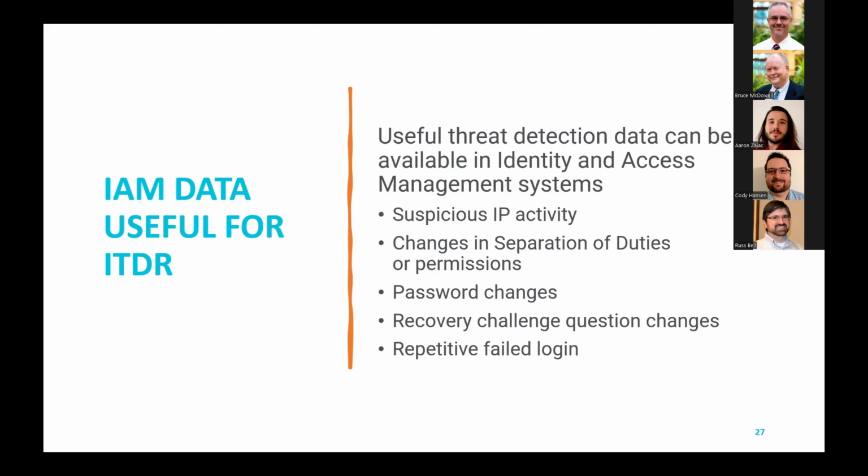Each of these platforms can provide a wide range of data that can help mitigate the risks within each environment. Some of these examples include suspicious IP activity, changes in SOD, or separation of duties, or permissions when changes occur on an identity that are not expected or planned, and erroneous password changes. Data for all password changes can help identify any unexpected or risk-based password behavior.